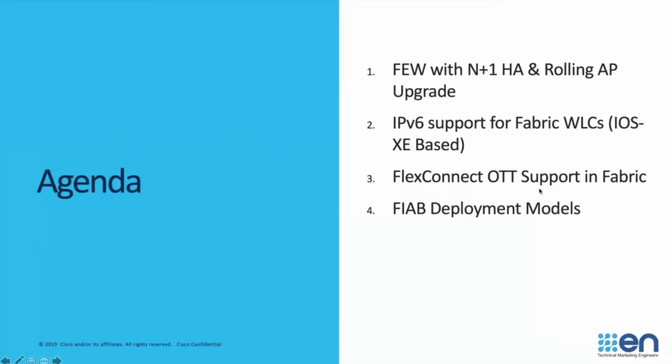We're going to cover the fabric-enabled wireless with the N+1 HA and the rolling AP upgrade. This is one of the new functionalities we have introduced with 2.1.2.5. Along with that, we started supporting IPv6 on Fabric WLCs, mainly the IOS XE-based wireless LAN controllers. Earlier, it was only supported on AireOS.